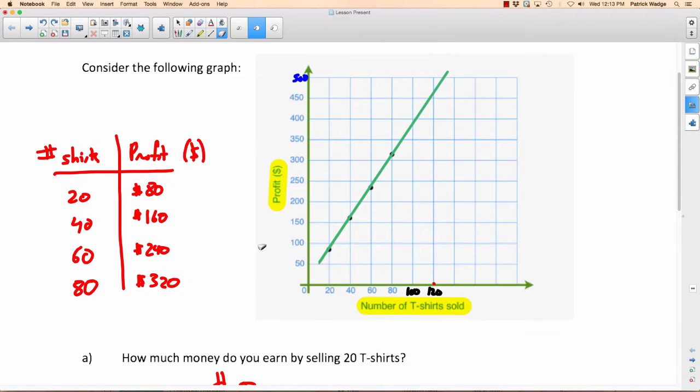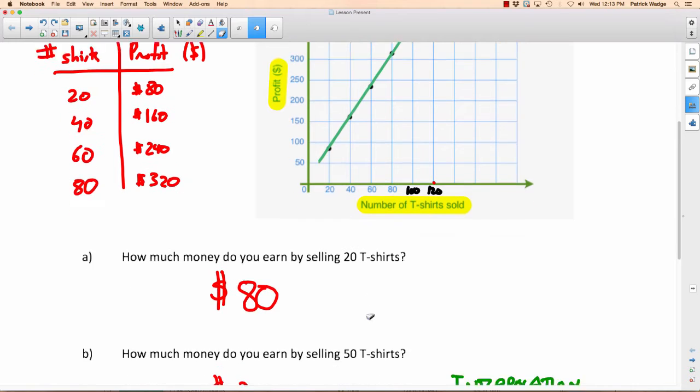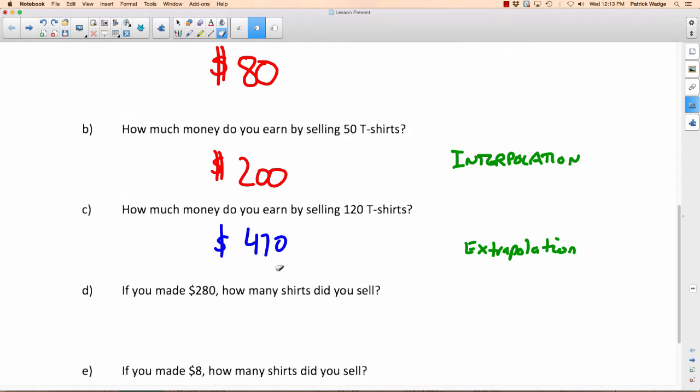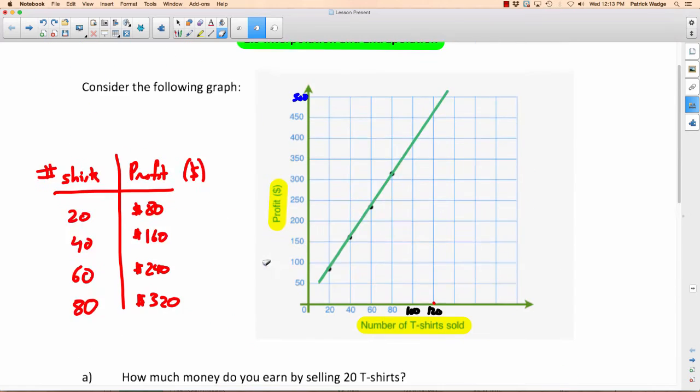So now we're doing the opposite procedure, right? They give us the profit, and we have to figure out the shirts. Up until now, they've always given us the number of shirts, and we figured out profit. Now they're giving us profit, 280, and we've got to figure out shirts.